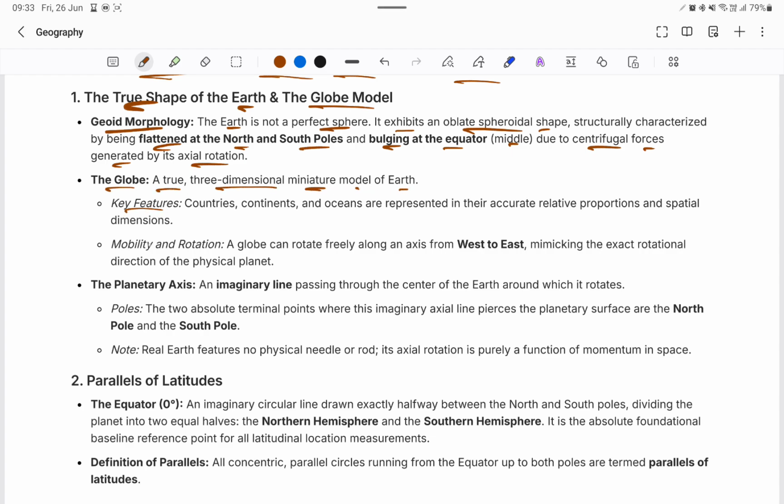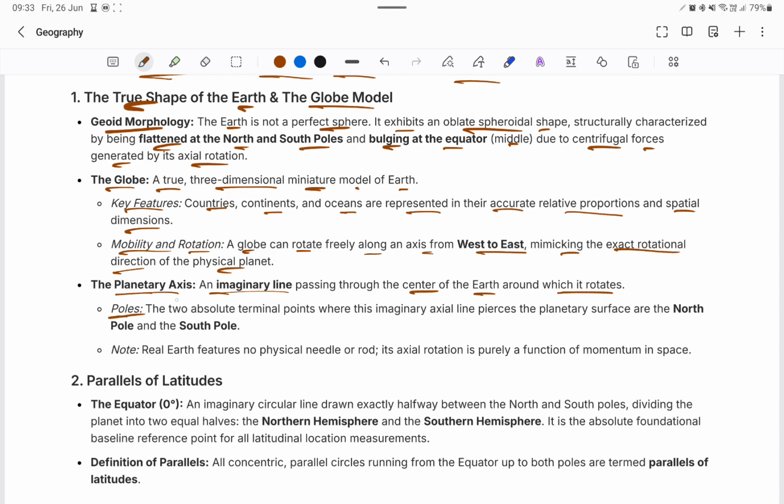Key features and mobility and rotation. Key features like countries, continents and oceans are represented in their accurate relative proportions and spatial dimensions. With mobility and rotation, a globe can rotate freely along an axis from west to east, mimicking the exact rotational direction of the physical planet. The planetary axis is an imaginary line passing through the center of earth around which it rotates.